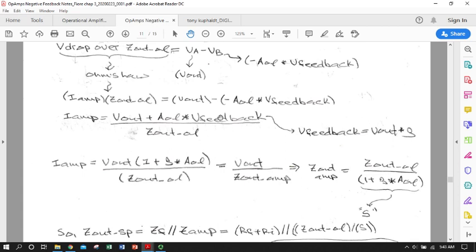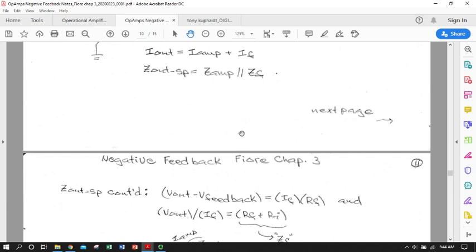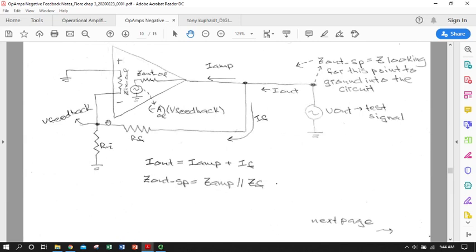Now we're going to do another substitution. We're going to remember that V feedback is also equal to V out times beta, beta being the relationship between these two resistors that we derived in the last lecture. So we're going to plop that in.